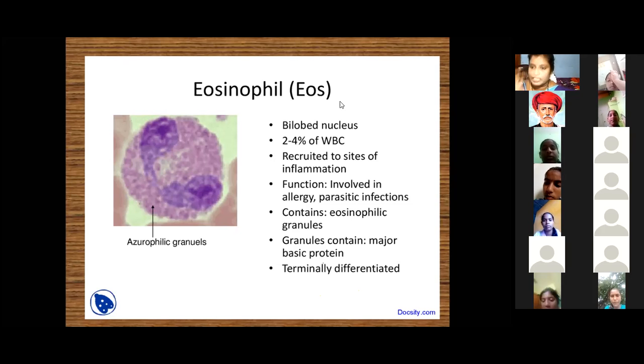Eosinophils are only 2 to 4% of the white blood cells. How much? 2 to 4% of the white blood cells are eosinophils. Bilobed nucleus.